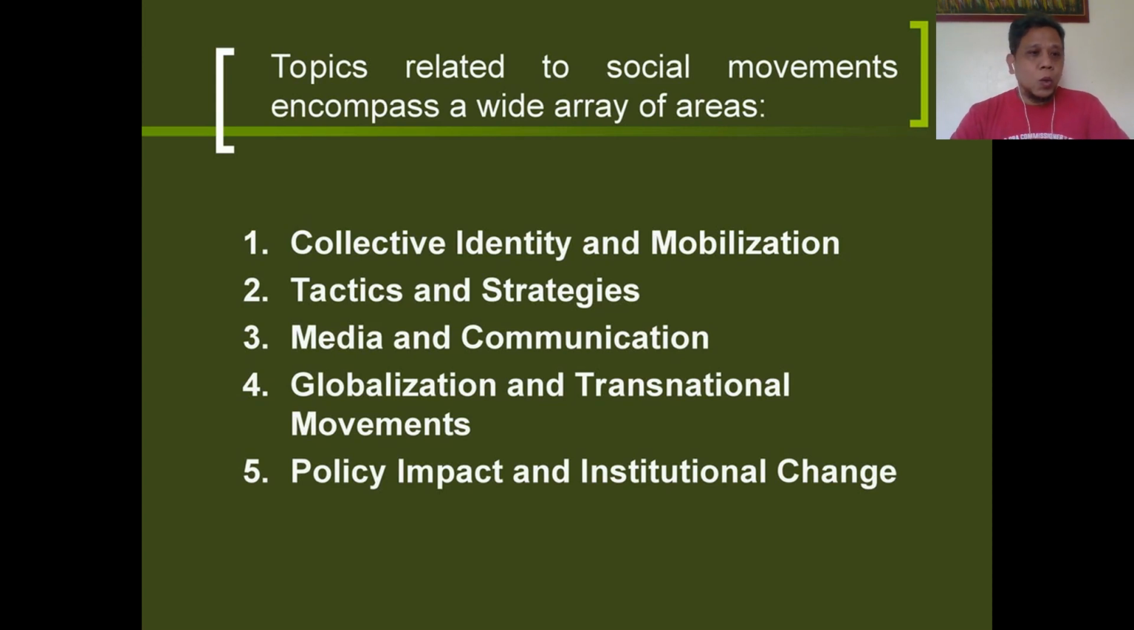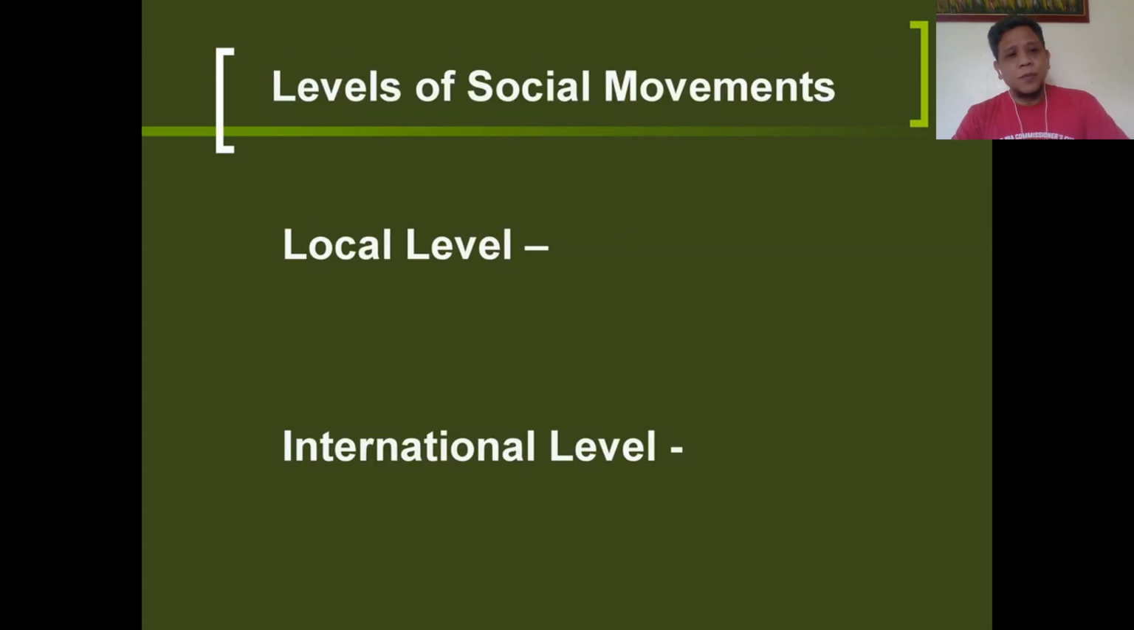Okay, so let's go to the level of movements. There are different levels of movement. We have the local level and the international level. Okay, so social movements occur locally, nationally, and globally. Let's explore instances of these movements, ranging from community-based initiatives to international endeavors.